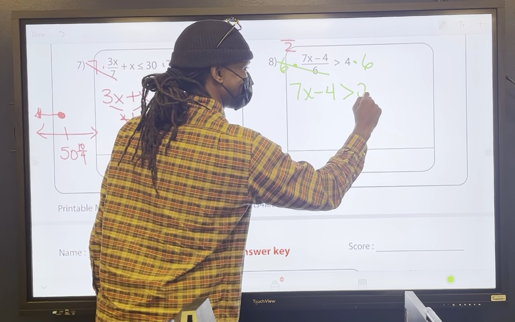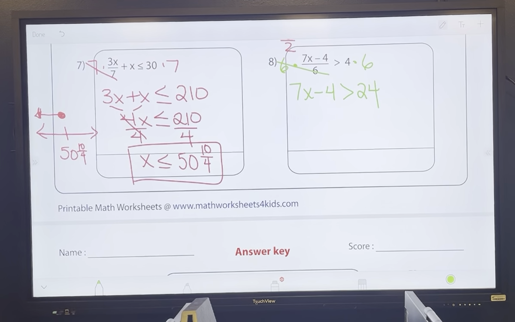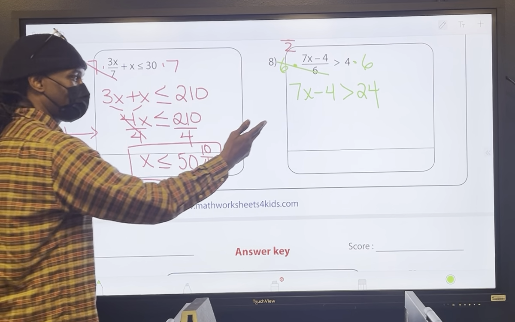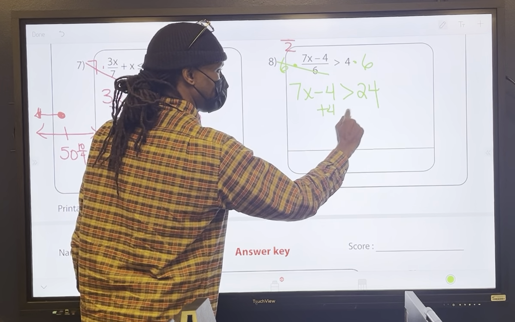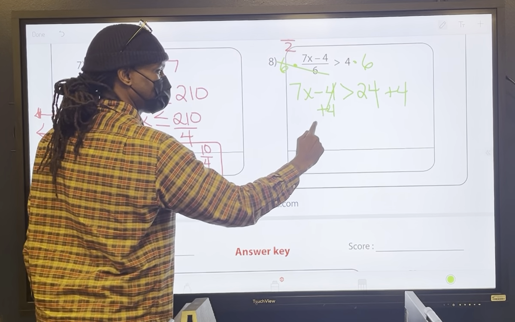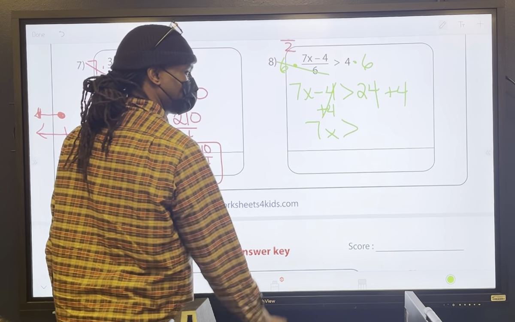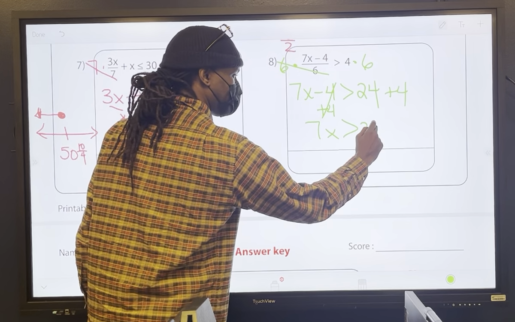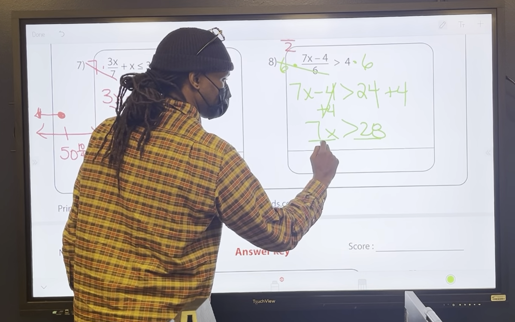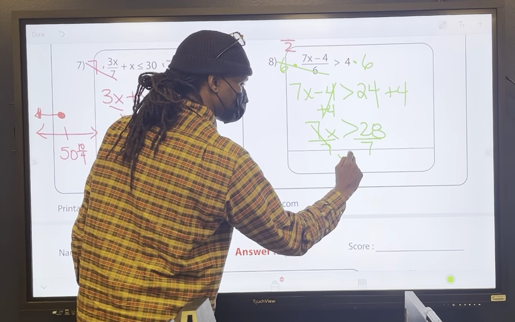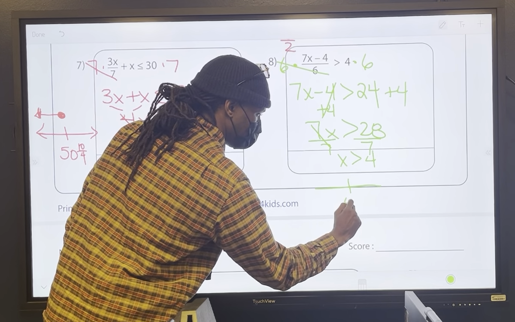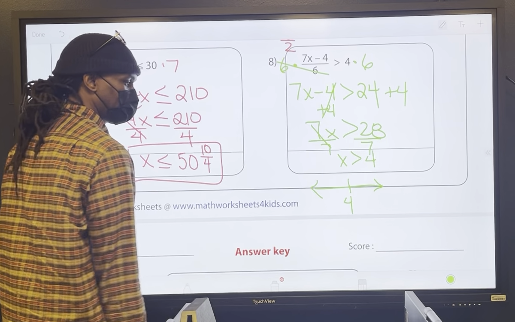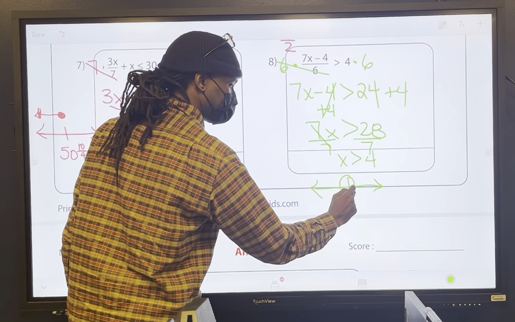Nice. No, you good. Oh yeah. Then I gotta do what on both sides? Come on, add the 4. This one gonna be an easy one. 7x is greater than what? 48. And then you're gonna divide both sides by 7. You get 4. X is greater. And which way are you shading on this? First off, are you open or closed? To the right, and it's open. Open to the right.